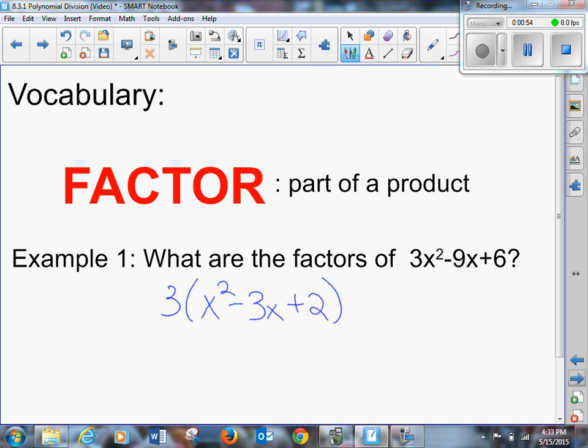Then we can further break that down by leaving the 3 out front, creating two sets of parentheses. An x goes in the beginning of both sets of parentheses. On the other end, we have to multiply to be 2, and we have to have a middle term of negative 3. So I'm going to use a negative 2 and a negative 1. If I FOIL that to check that I factored correctly, I have a negative 2x on the inside and a negative 1x on the outside. Those do combine to be negative 3x. So we know that we have the factors correctly identified for this polynomial.